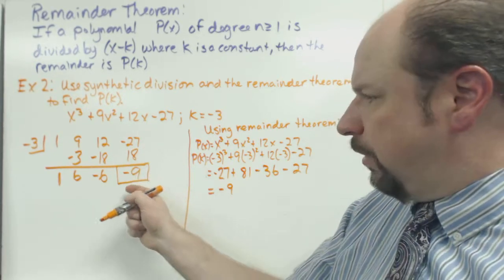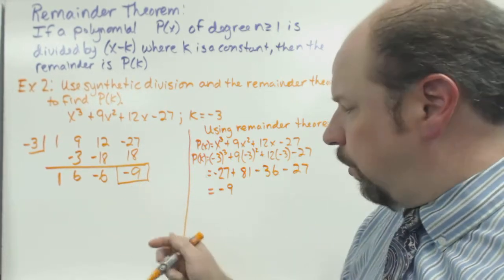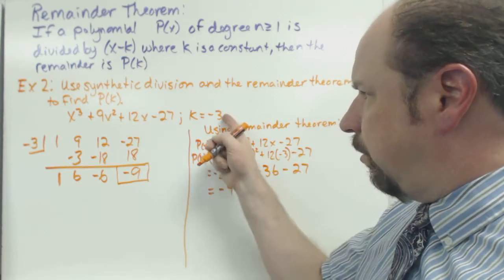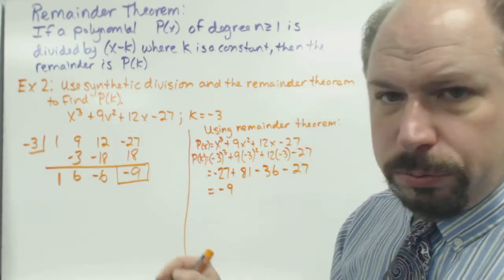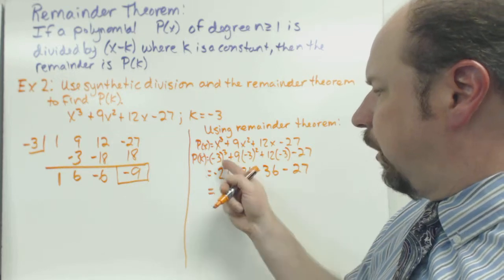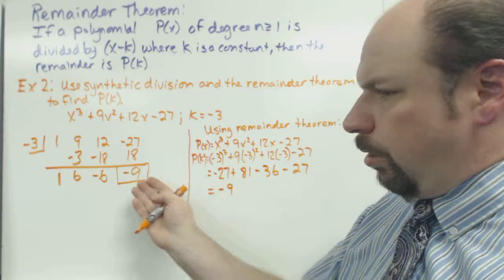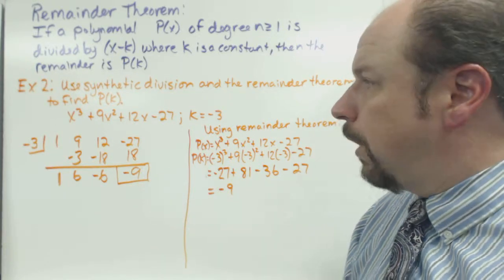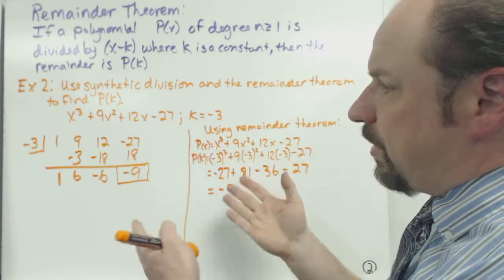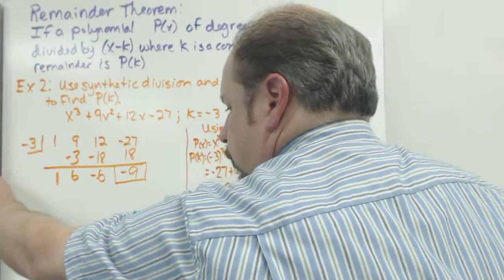So notice this remainder here is the same as if we just plugged in -3, whatever it was we divided by, the -3, if we plug that into our polynomial. We get the same value here either way. Okay? So that's what the remainder theorem is. That's what it does for us.